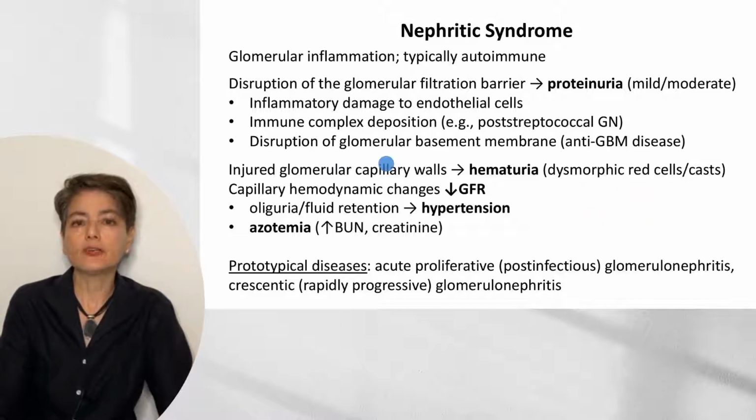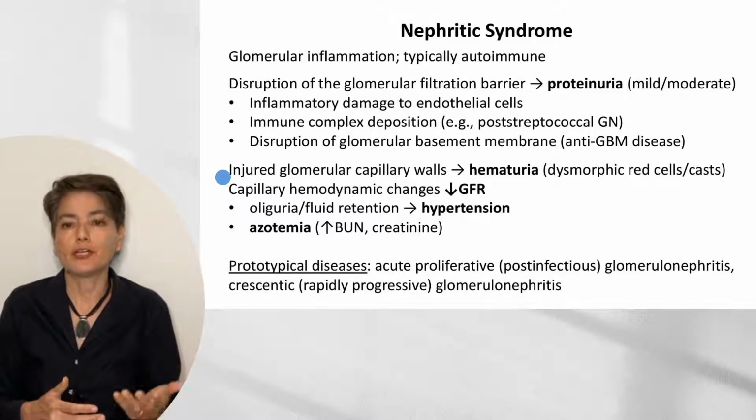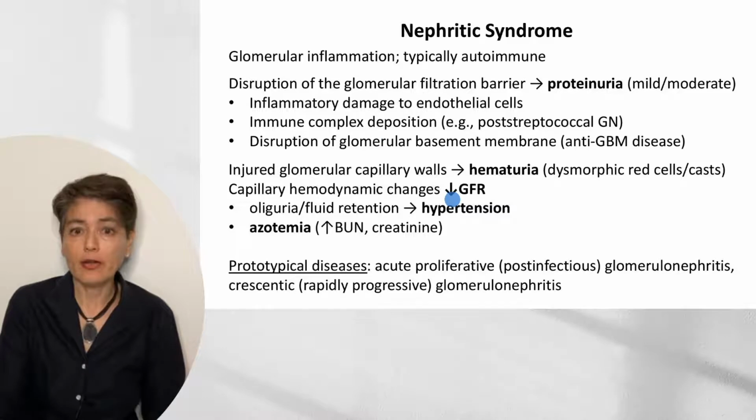Now, because of this injury to the capillary walls, we're going to get capillary hemodynamic changes, which are going to cause a decrease in glomerular filtration rate, so decreased GFR. Once you get decreased GFR, this leads to oliguria and fluid retention. These two are going to lead to the hypertension that you see in nephritic syndrome. And finally, with decreased GFR, you're going to get an increase in your BUN and creatinine, leading you to your azotemia. So you can see how this progression leads us to the variety of manifestations of nephritic syndrome.